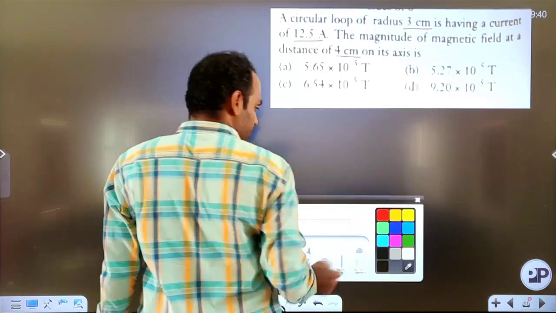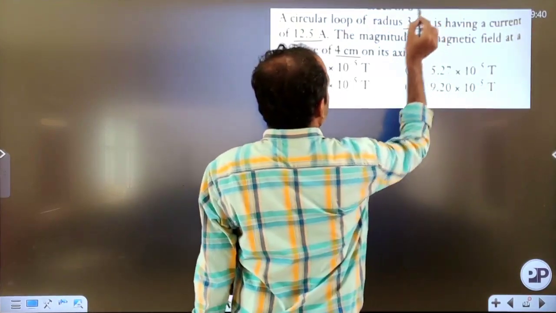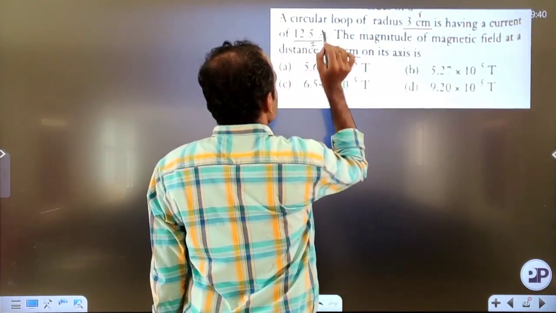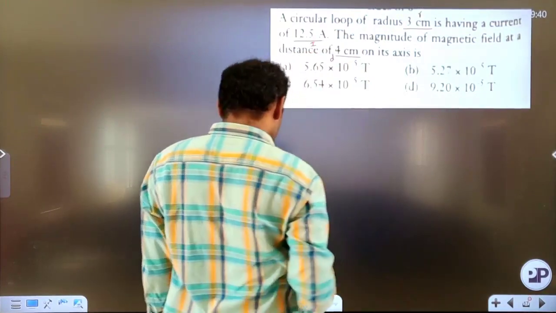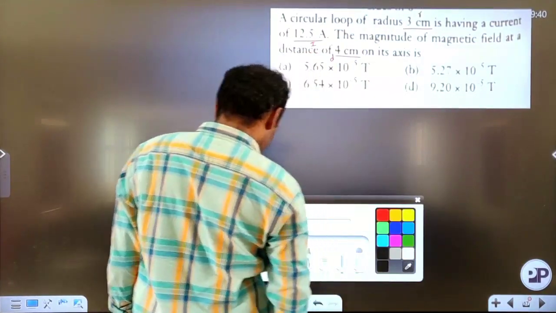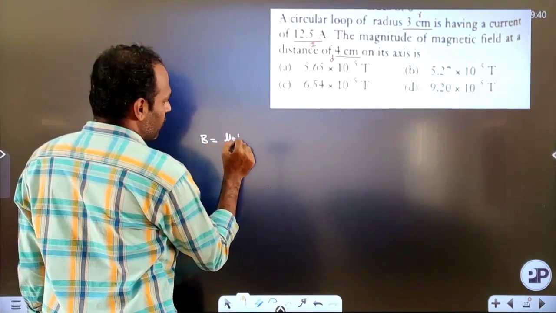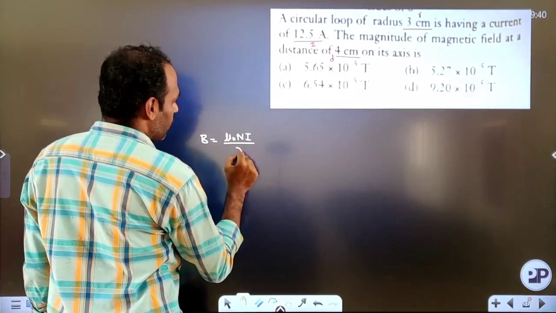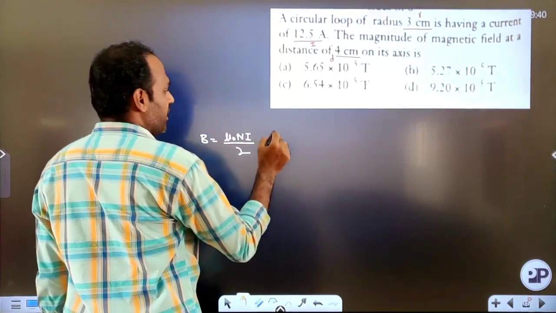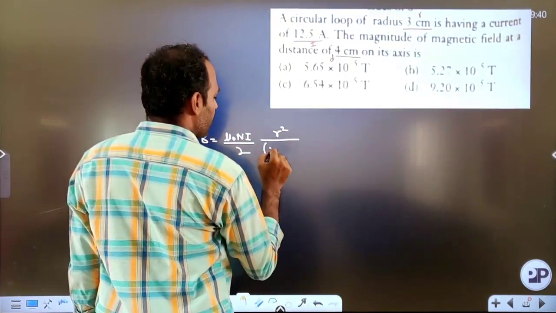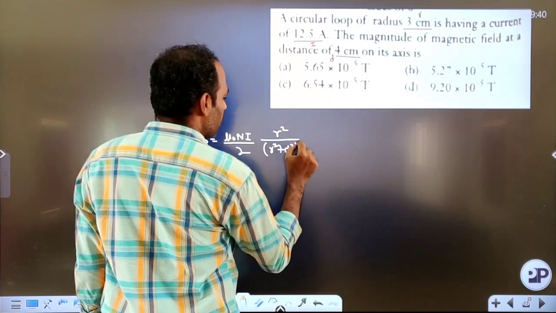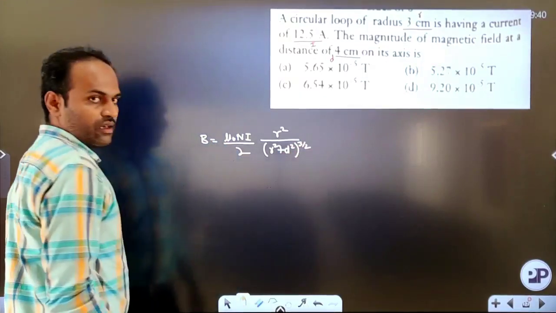For us r is given. ಇದು ನಮಗೆ r ಅದರಿ. This is radius and this is current. This is the distance. We have been asked to calculate the magnetic field. ನಮಗೆ magnetic field calculate ಮಾಡಂತ ಕೇಳ್ತಾರೆ. So formula ಏನದ್ರಿ? Mu naught ni divided by 2, r square divided by r square plus d square whole raised to 3 by 2 is the formula, right?